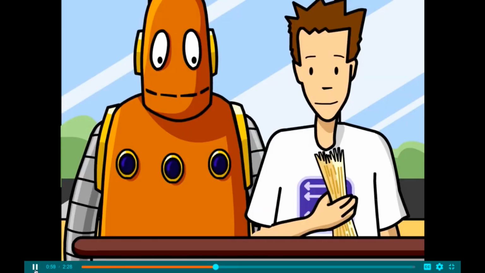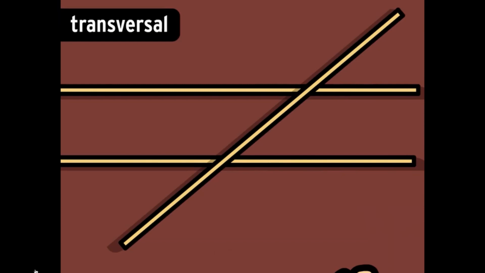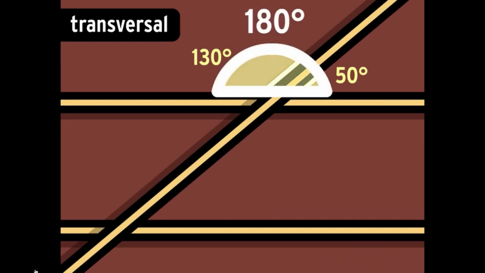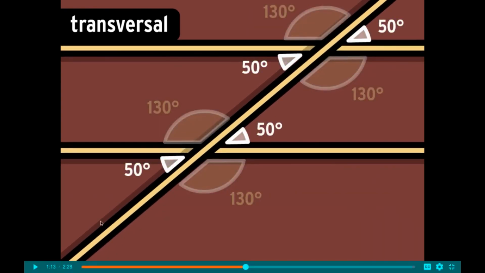Well, check this out. When a straight line crosses parallel lines, it's called a transversal. Where the lines meet, the adjacent angles add up to 180 degrees. And opposite angles are of equal measure. So I do want you to look at this screen right here very carefully.